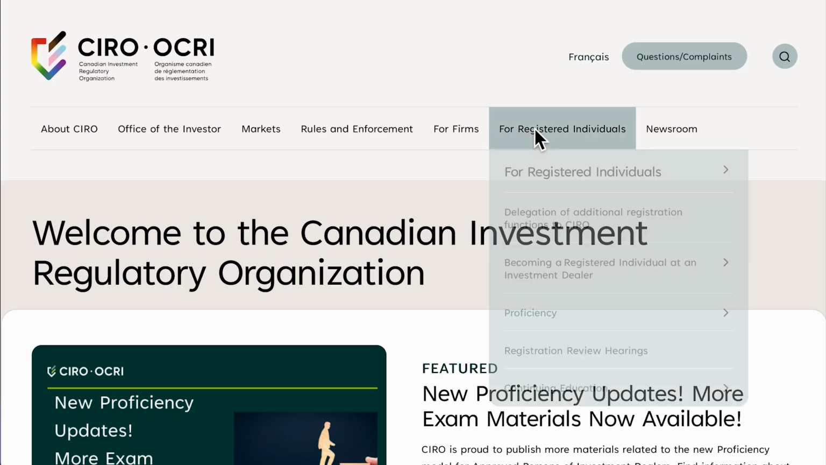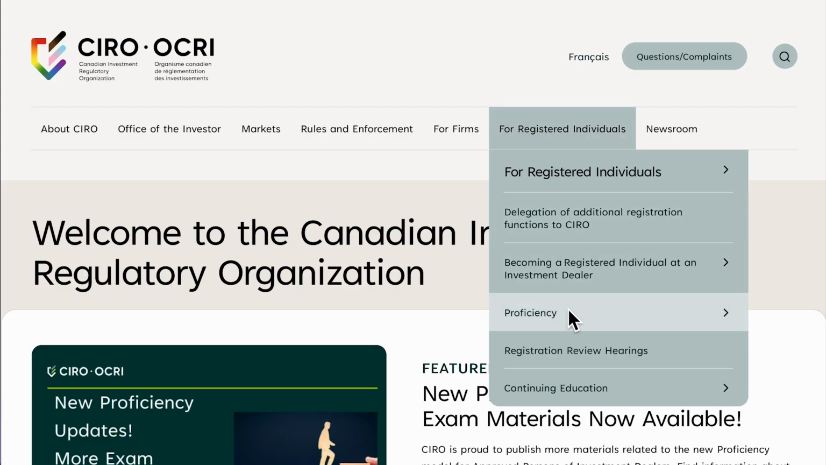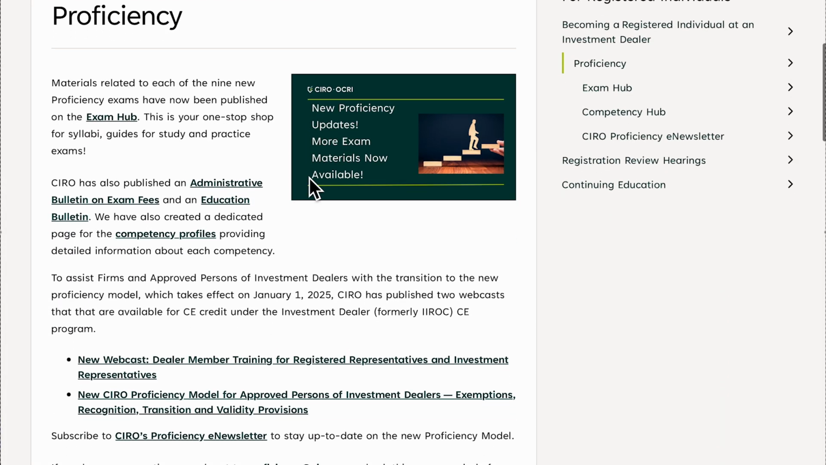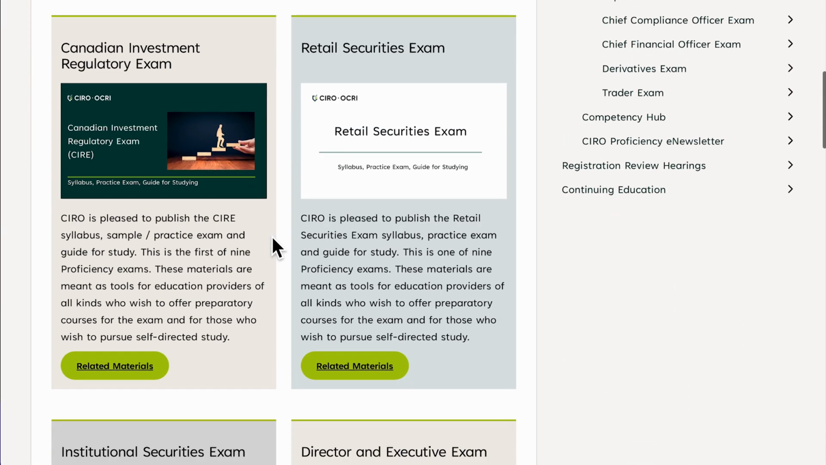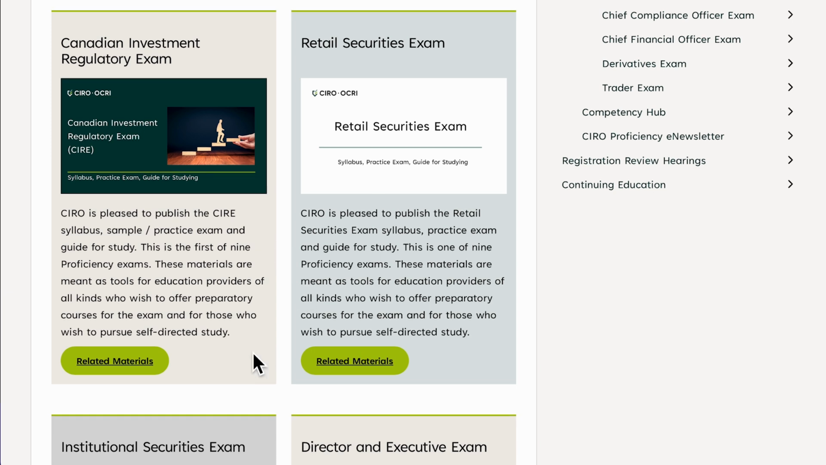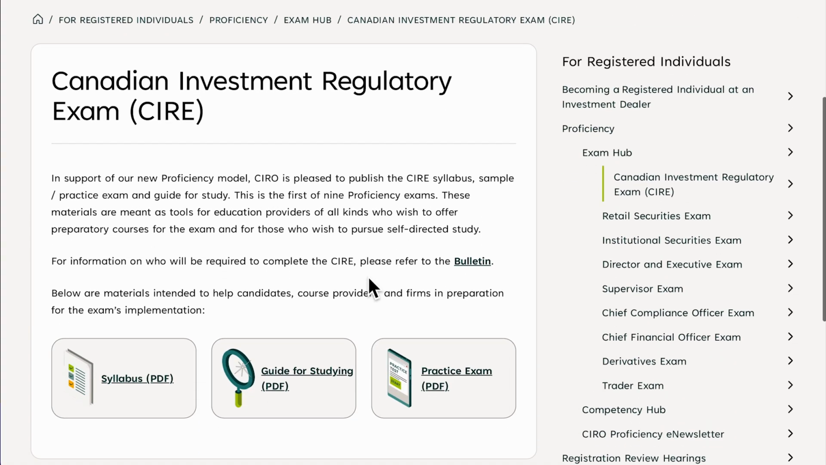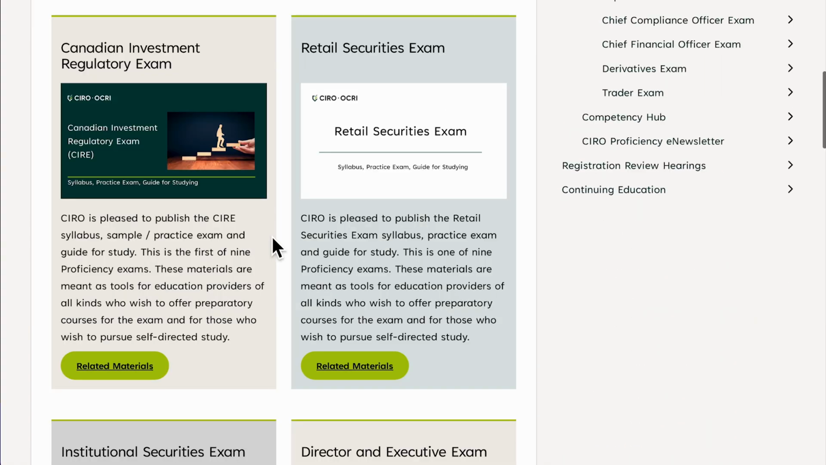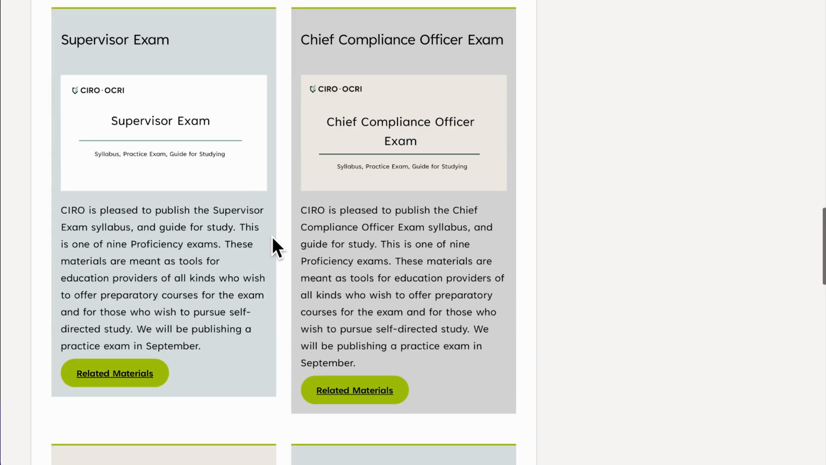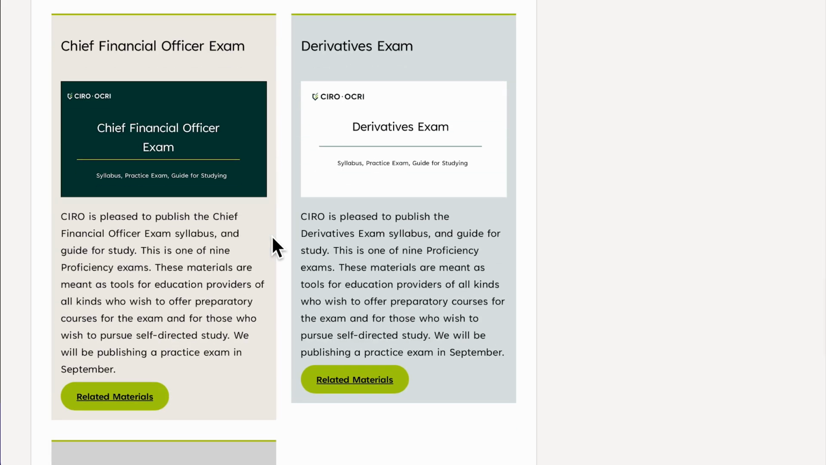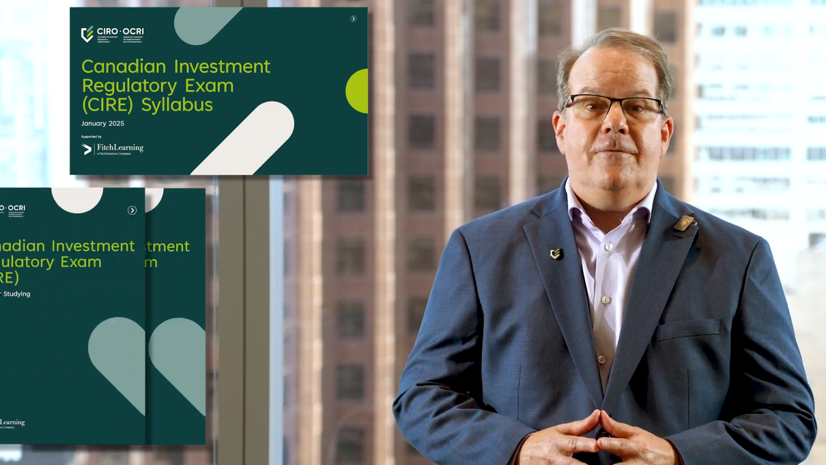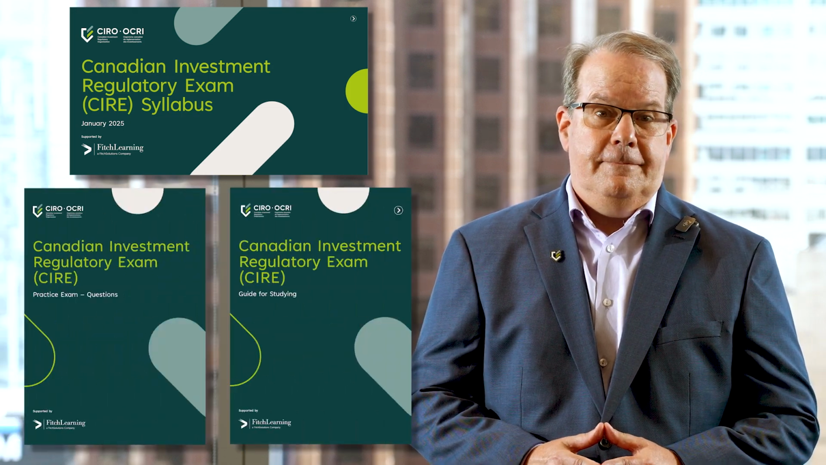The Canadian Investment Regulatory Exam, or CIRE, is a general exam required for investment representatives and registered representatives, and may be required for other approved categories as set out in IDPC Rule 2603. The remaining 8 exams are related to the other approved person categories. So where does the syllabus, practice exam, and guide for studying fit into this story?